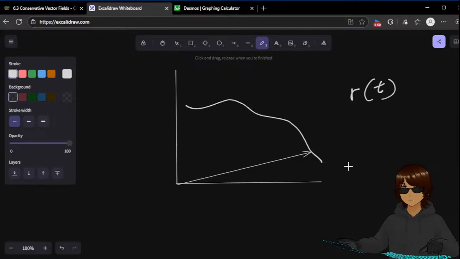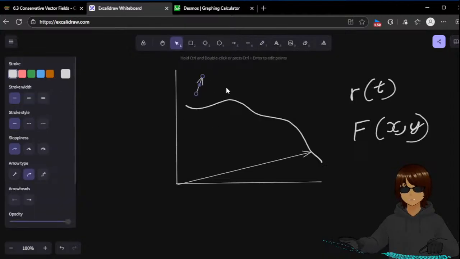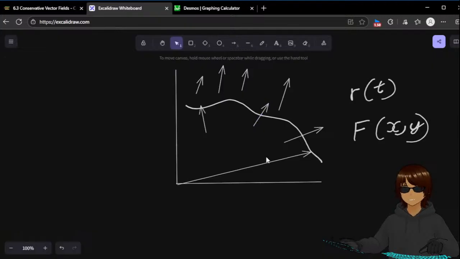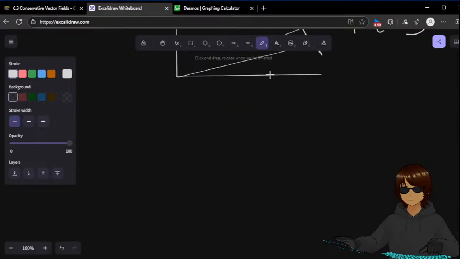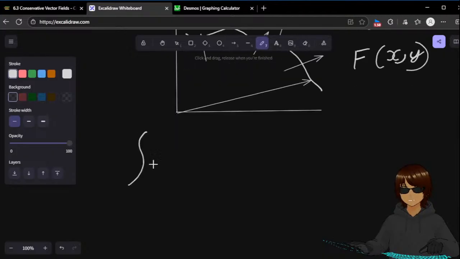So if we have this curve defined by r(t), and in this graph there's also a vector field, capital F. A vector field is like, at every position (x, y), it defines a particular vector. They can be in any direction. So what we want is this thing over here, going through curve C.